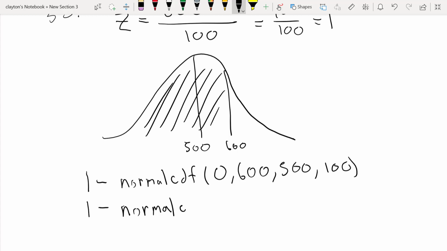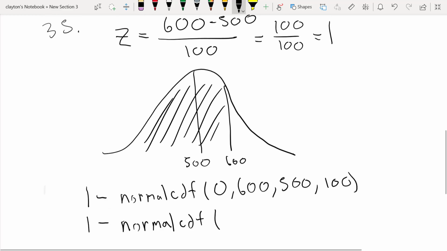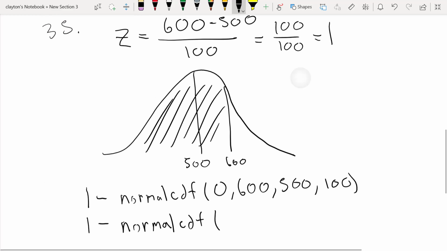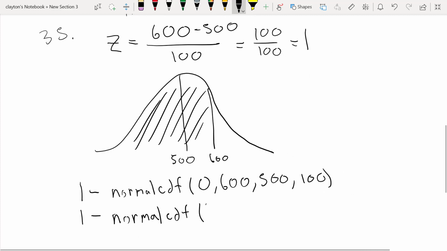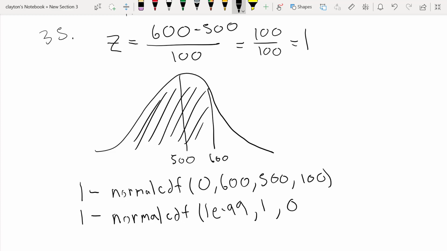If you want to put the standard normal, sorry, in that case it's a little bit different. For our lower bound, you need something like 1e to the negative 99. So maybe it might be easy to plug in the first one. 1, comma, 0, comma, 1.